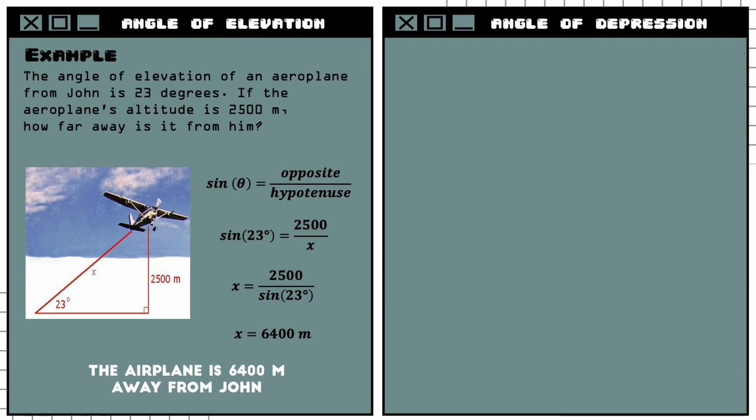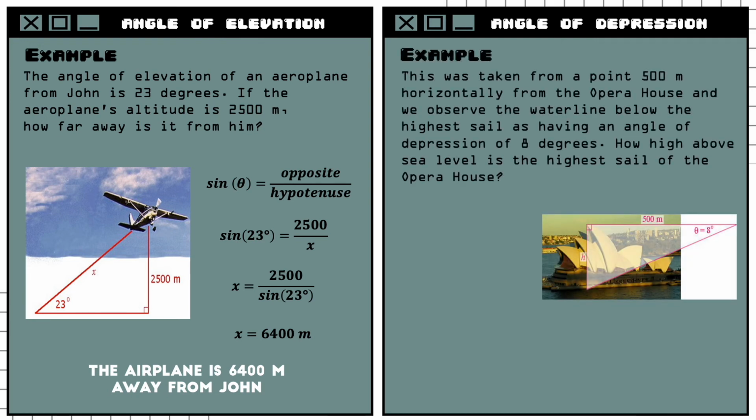Let's solve for another example. This photo was taken from a point 500 meters horizontally from the Opera House, and we observe the waterline below the highest sail as having an angle of depression of 8 degrees. How high above sea level is the highest sail of the Opera House? We are given the angle, which is 8 degrees, and its adjacent side 500 meters, and we need to find the opposite side. This example is a simple tangent problem.